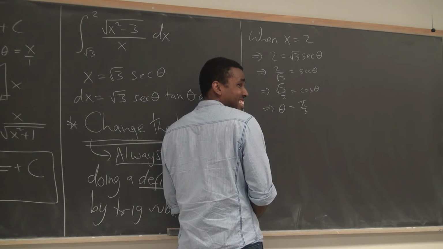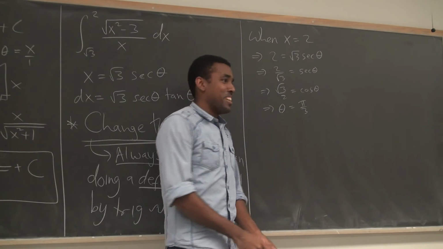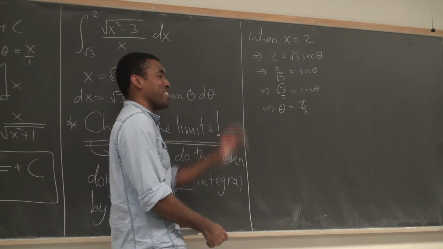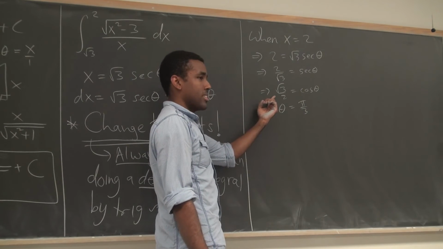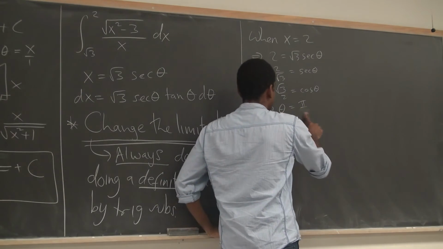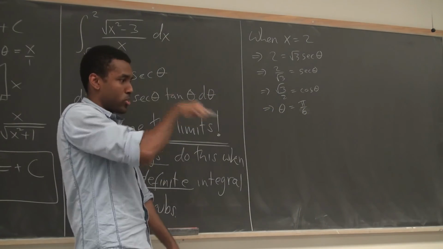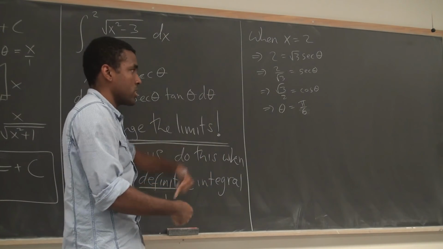Where's the sheet? Who says it's pi over 3? Where's the sheet? I'm trying to find something to throw. We're going to take a vote. Someone take out the sheet. When does this happen? 1, 2, 3, 4. Is that pi over 6?